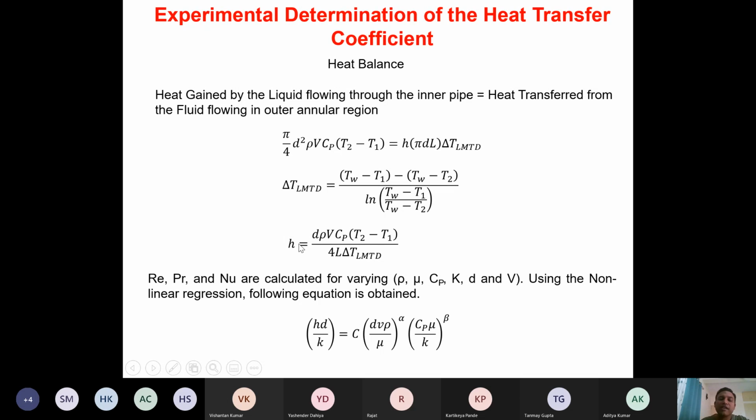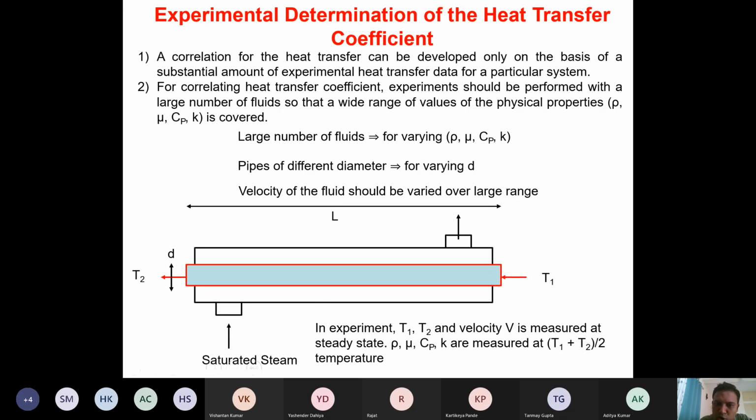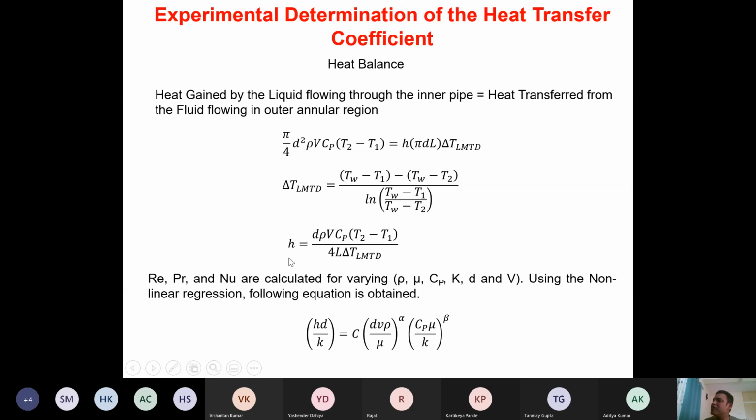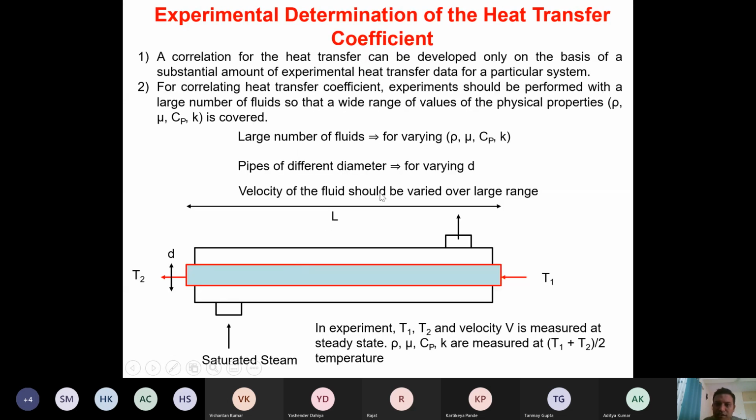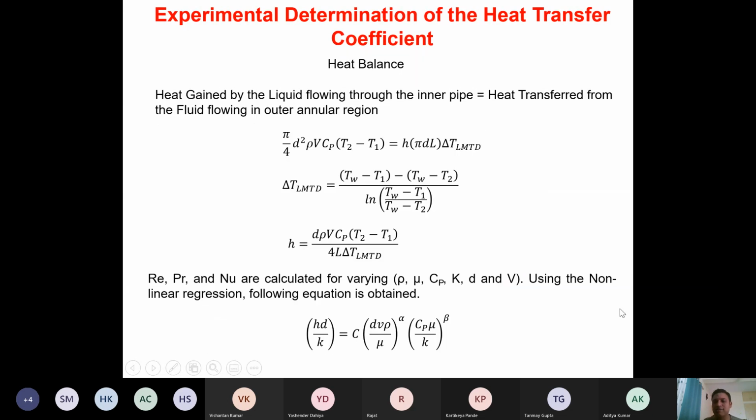So once we calculate the value of h using this experiment which I have shown here, this experiment has to be performed over a large number of fluids by varying rho, mu, Cp, k. This experiment has to be performed by varying the value of D, and by varying the value of velocity V, and in all the cases we can find out h. So we know the value of h, and we know the variation in these parameters rho, mu, Cp, k, D and V.